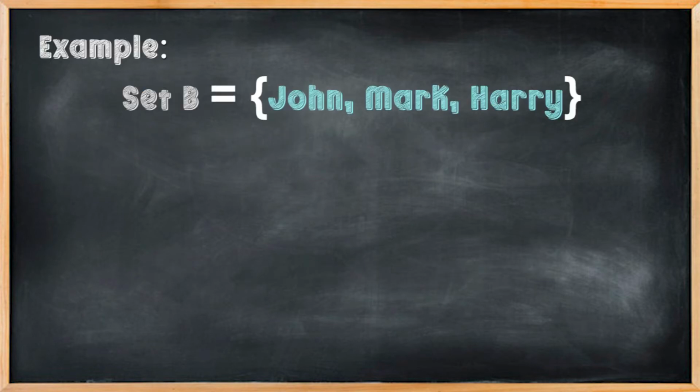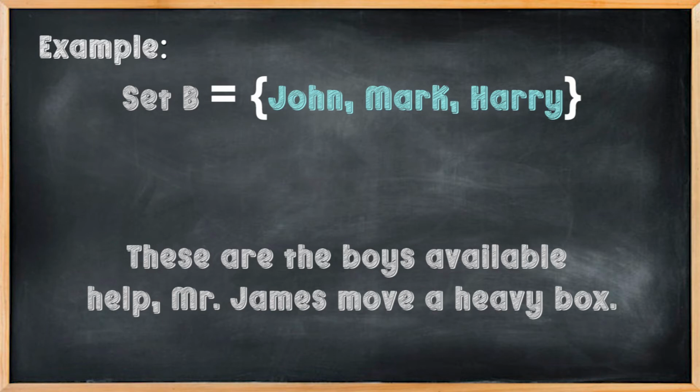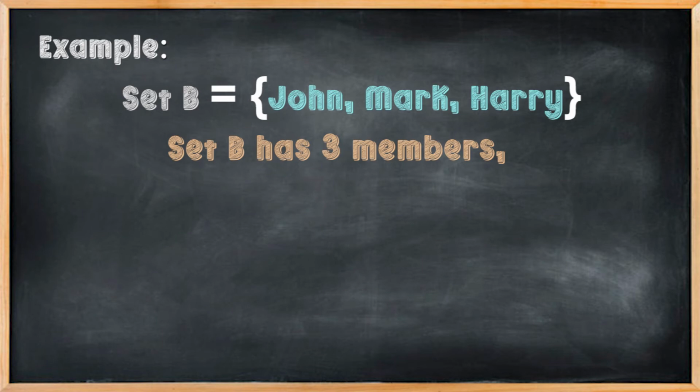For example, take a look at set B. Set B has members John, Mark, and Harry. These are the boys available to help Mr. James move a heavy box. Set B has how many members, children? 3 members.